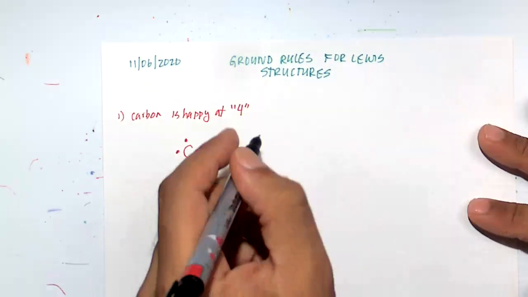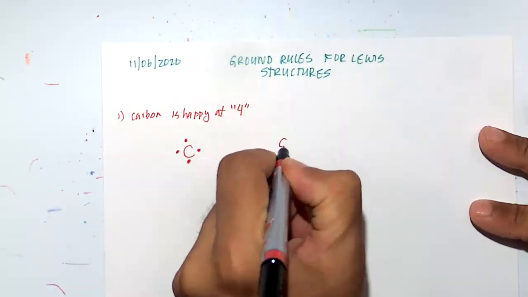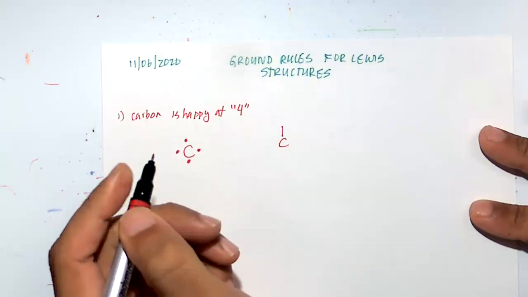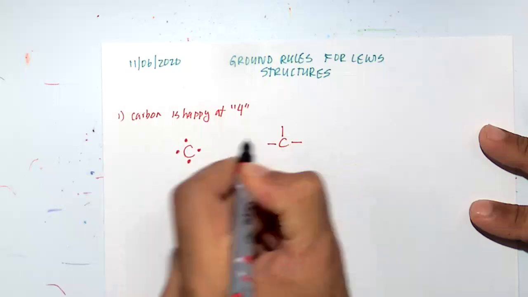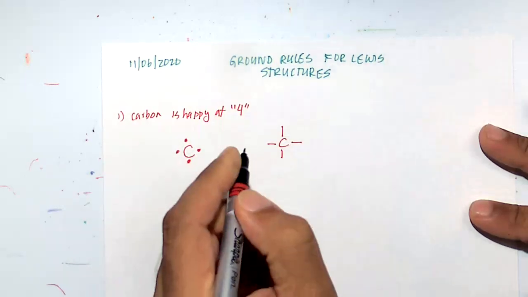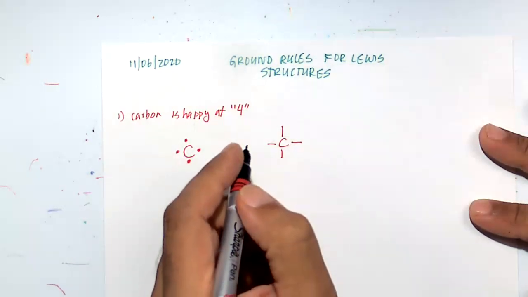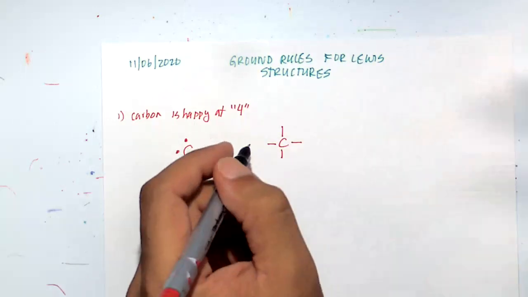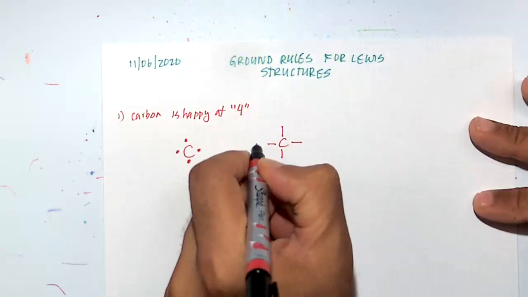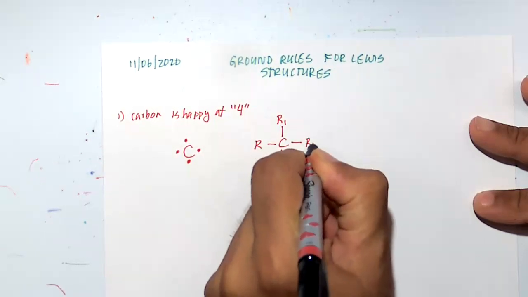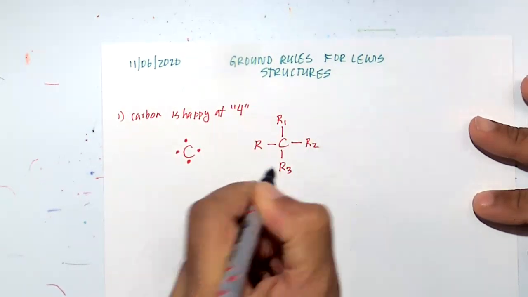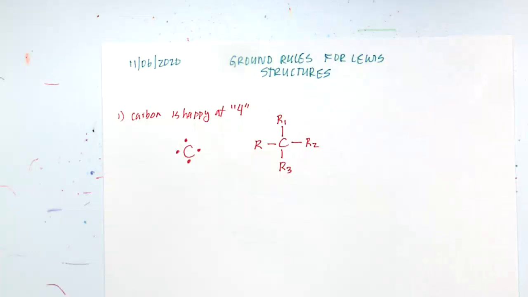That's ready to make a bond. This one here on the left, make a bond. Same thing with the right, and same thing at the bottom. It will make a bond to an atom, any atom or a collection of atoms. I'm just going to call that R. Don't worry about R. Our focus is on the carbon.